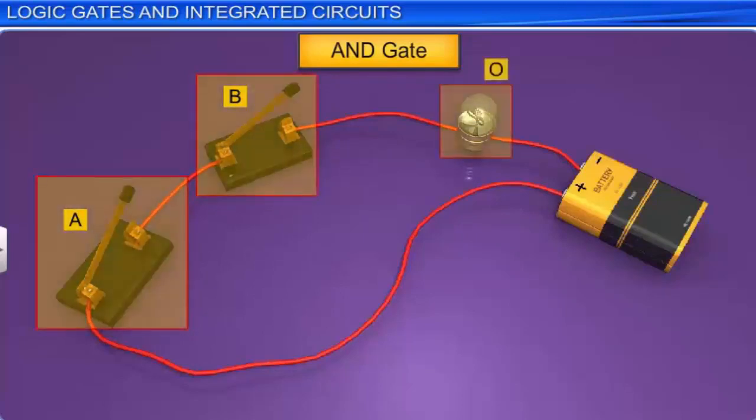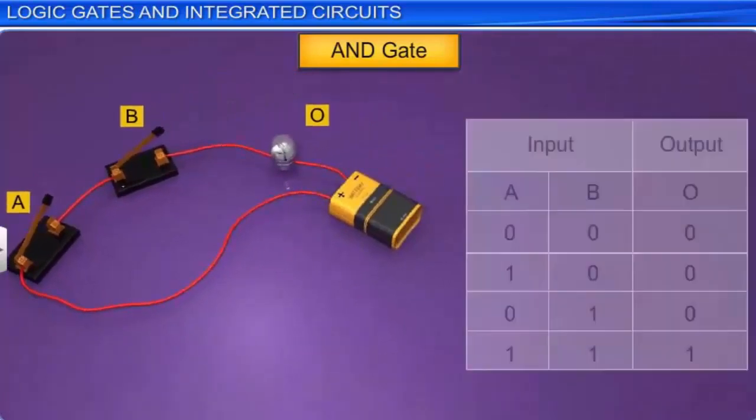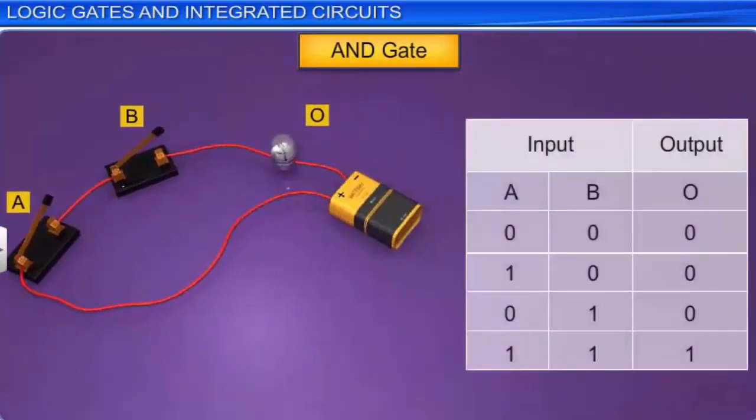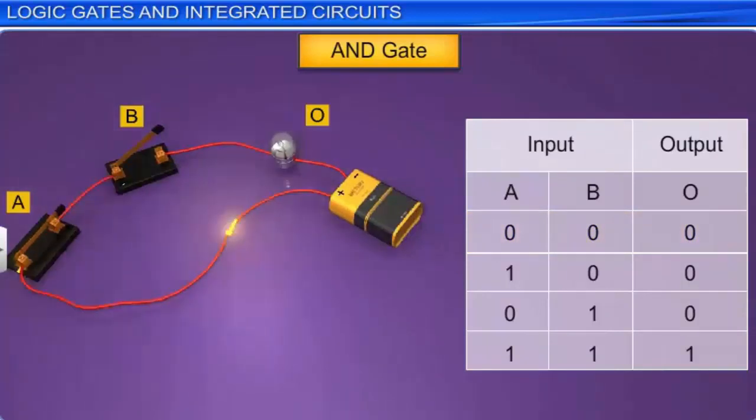Let us list all the possible input and output combinations of an AND gate in a table. When both the switches A and B are open, no current flows from them, so both the inputs are 0. The bulb in this case remains off, hence the output is also 0. When switch A is closed and switch B is open, input A is 1 while input B is 0. The bulb in this case still remains off, hence the output is still 0.